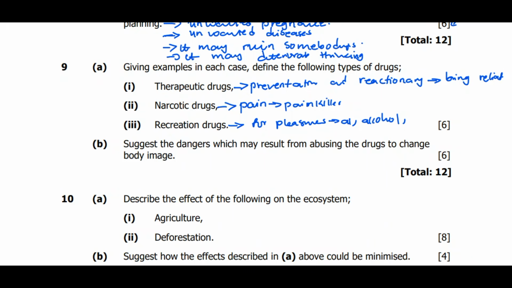So to summarize, therapeutic drugs are just for prevention and reaction. Then narcotic drugs are just for pain relief. Recreation drugs are for pleasure.